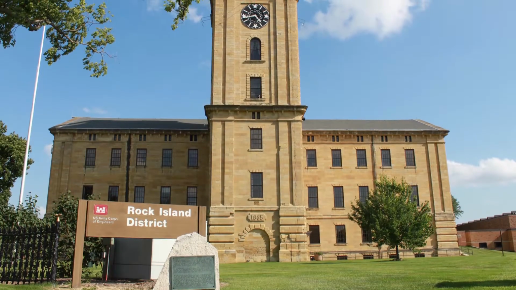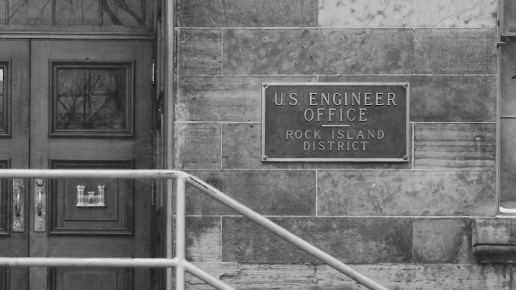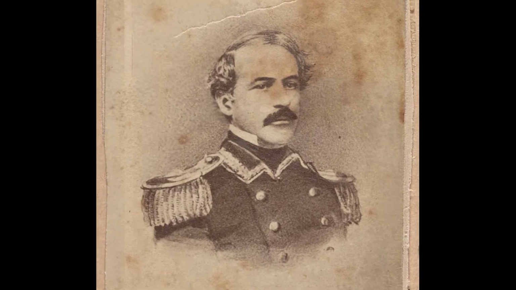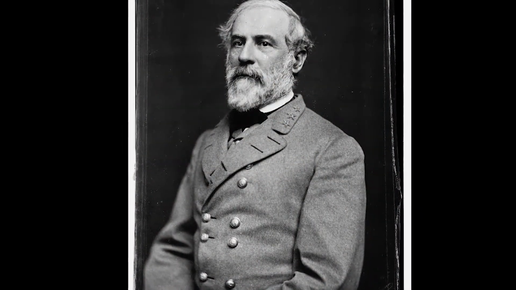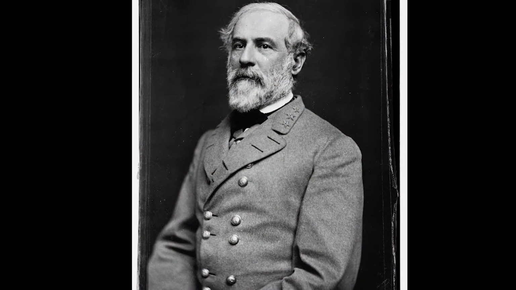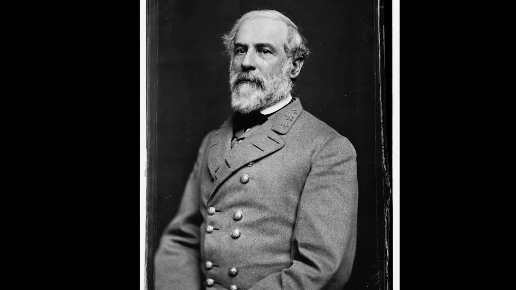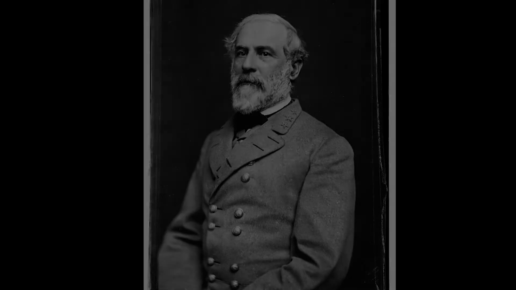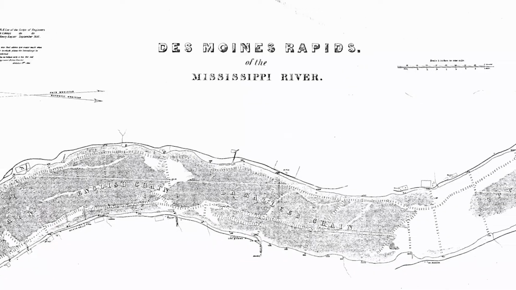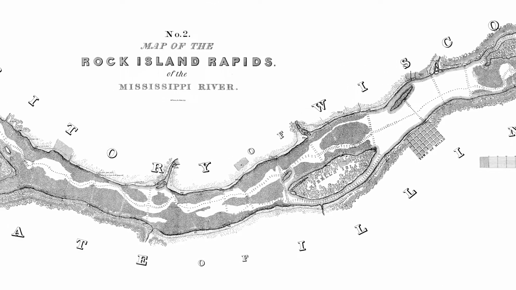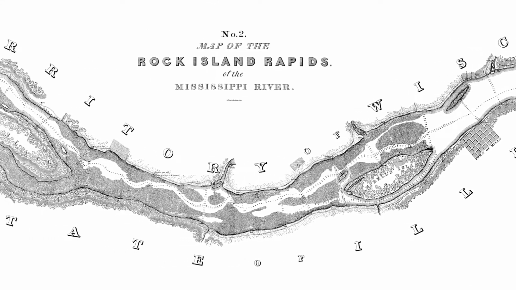The history of the U.S. Army Corps of Engineers Rock Island District is one that can be traced back to 1837, when a Lieutenant Robert E. Lee surveyed a portion of the Mississippi River. That Lieutenant Lee, the same who would later famously become a Confederate general and commander of the American Confederate States Army during the American Civil War, surveyed the Des Moines Rapids above Keokuk, Iowa, and the Rock Island Rapids, which ran from LeClaire, Iowa, to Rock Island, Illinois.